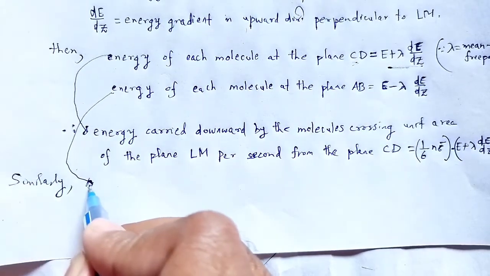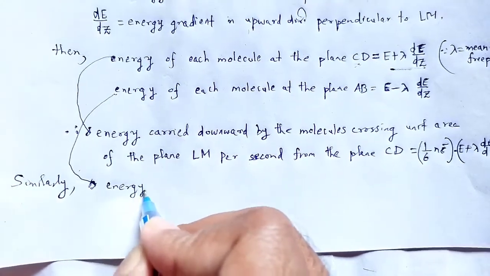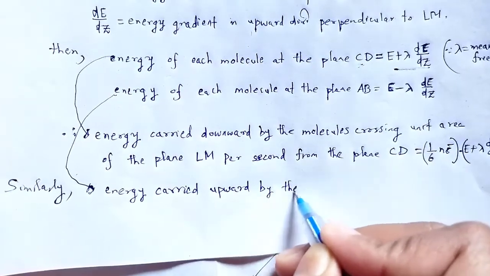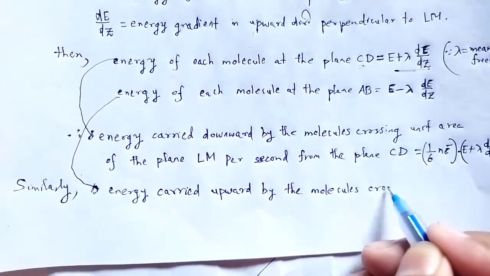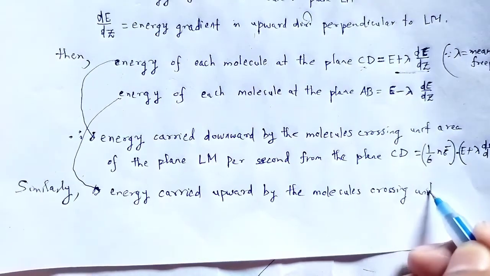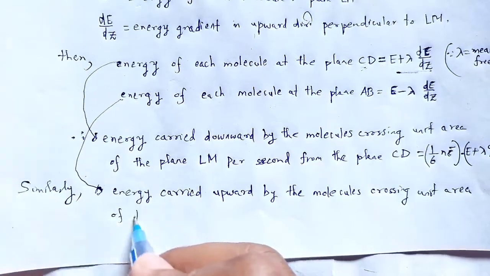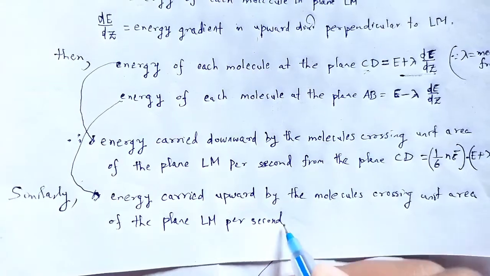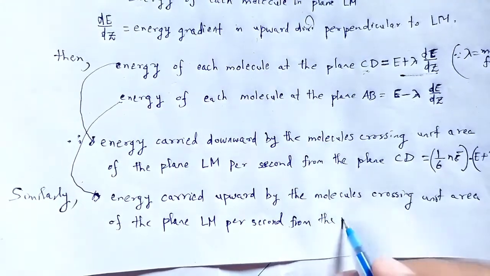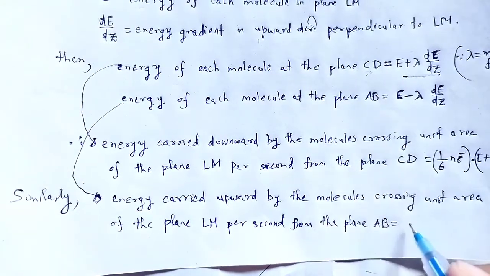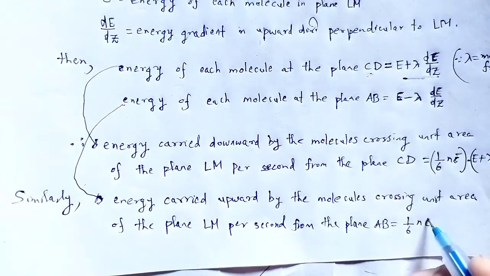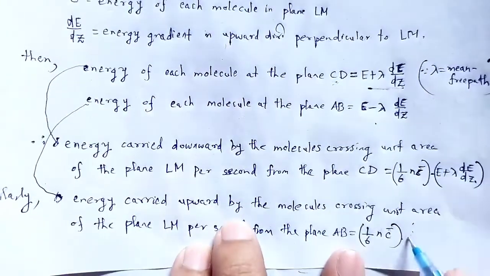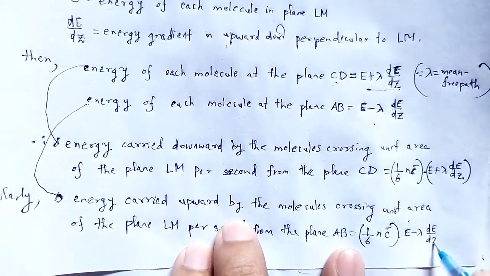similarly, the energy carried upward by the molecules crossing unit area of the plane LM per second from the plane AB is equal to 1/6 n c bar into (E minus lambda dE/dz).